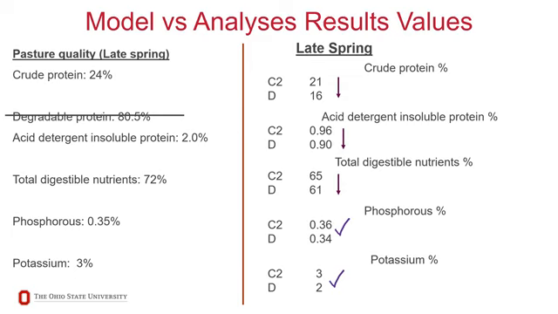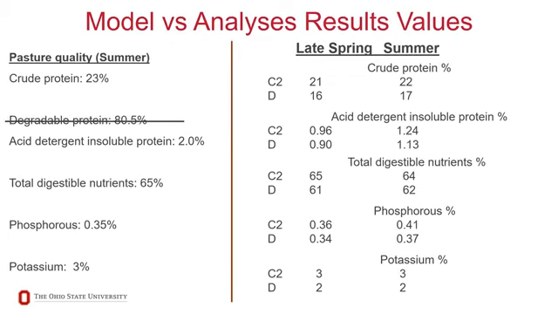But for phosphorus and potassium, the model was very on target, primarily for both of these farm types. Late spring, then we put summer there. Summer for protein was higher for type D, which would be grazed pasture primarily. For the hay types, it was mostly closer. Again, we see that we have lower insoluble protein, but now it's a little bit closer than the model expected or thought that we had.